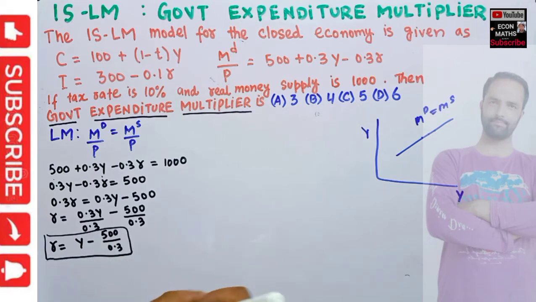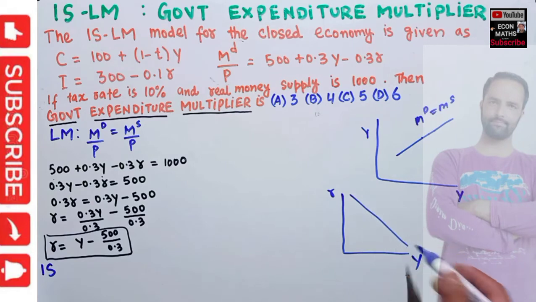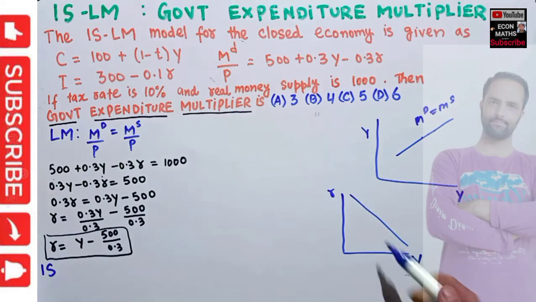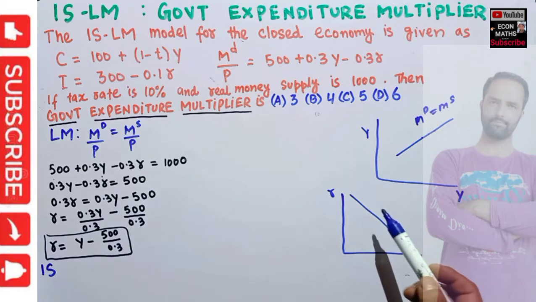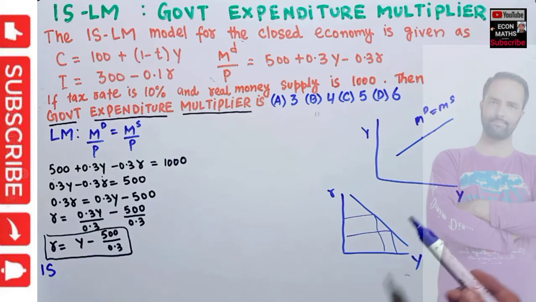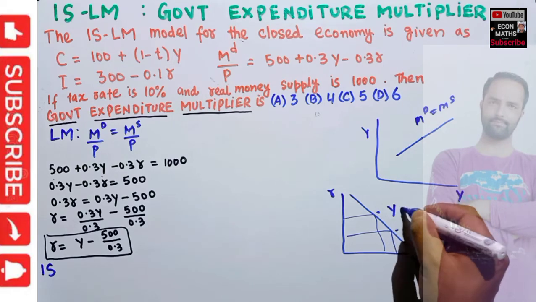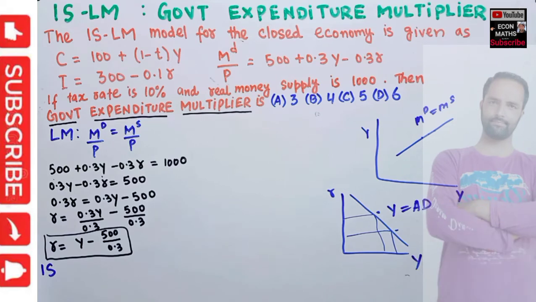We use this very result in getting our IS model. Now we derive the IS curve. What is the IS curve? The IS curve shows us different combinations of rate of interest and level of income where our goods market is in equilibrium. Actually, the IS curve is a locus of points which shows us different combinations of rate of interest and level of income where our goods market is in equilibrium. When is our goods market in equilibrium? When our income is equal to aggregate demand.